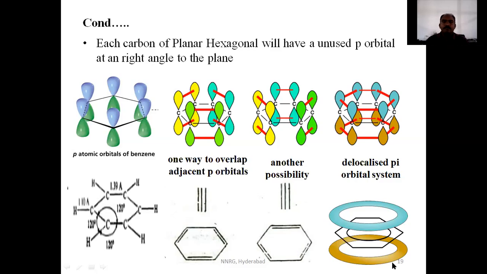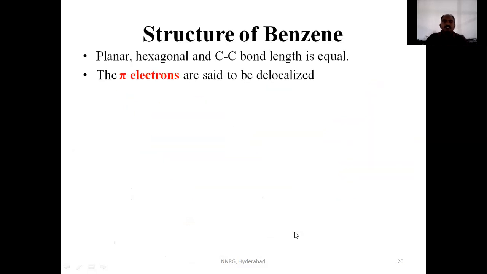So carbon undergoes sp2 hybridization and forms sigma bonds with three atoms, that is carbon and hydrogen, and has a 120 degree bond angle because it is a hexagonal structure, and all the bond lengths are the same, with a bond length of 1.39 angstroms. The p orbitals which are not used for bonding, perpendicular to the plane of the structure, overlap each other to form an electron cloud above the plane and below the plane. So in the structure of benzene, we have discussed that it is a planar, hexagonal structure, and the bond length between C and C is equal.